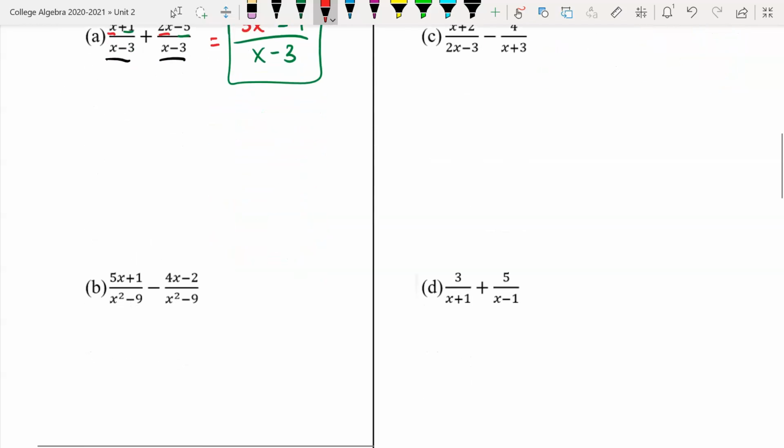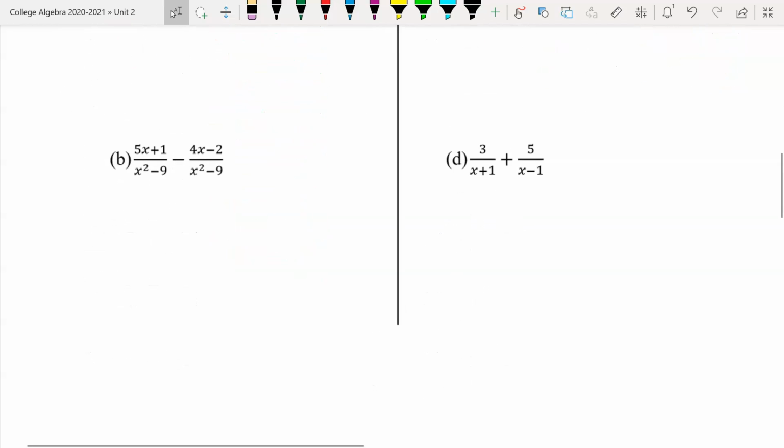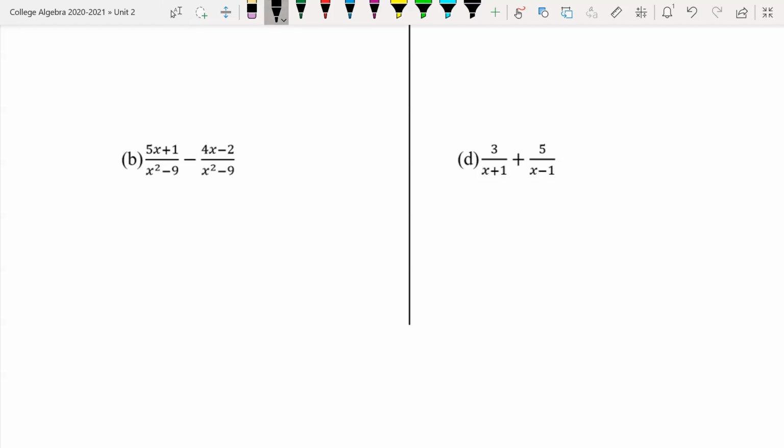Now, if we scroll down, do b. Notice I'm subtracting, but they already have the same denominator. The big thing is to make sure you put parentheses around this so you know to distribute your negative to both of those. That's the biggest mistake I usually see on subtraction. So 5x minus 4x gives me a single x. 1 minus a -2 turns into 1 plus 2. So that would be 3 over x squared minus 9.